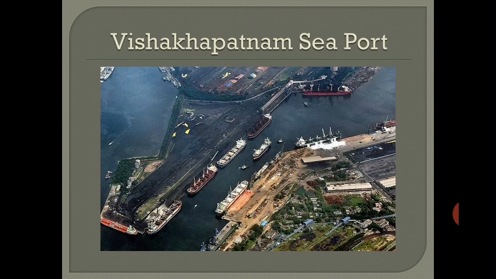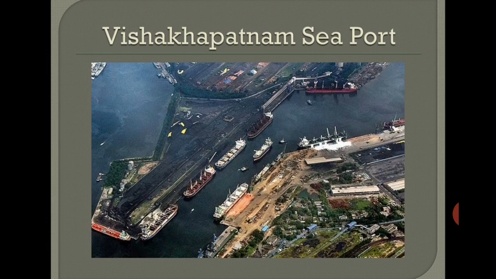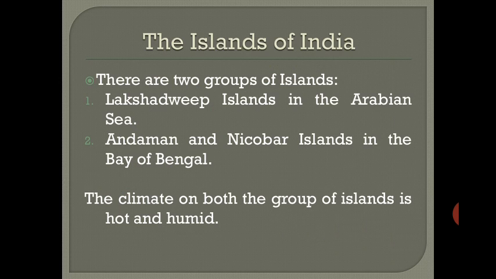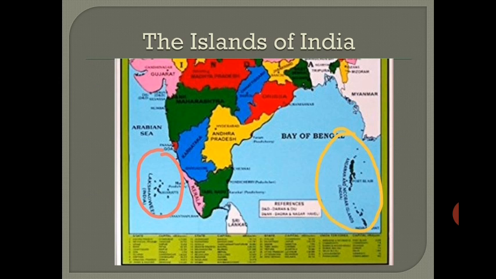Next is Vishakhapatnam seaport. Look at this. Look, the islands of India. So we can see here two parts, one and two. So the islands of India, three. There are two groups of islands. This is one group and this is the second group.